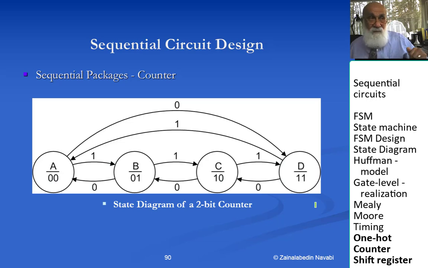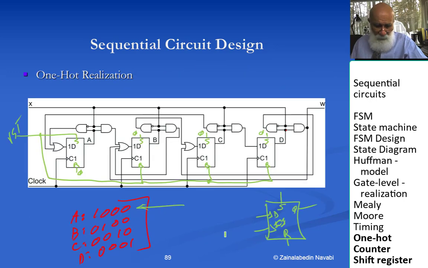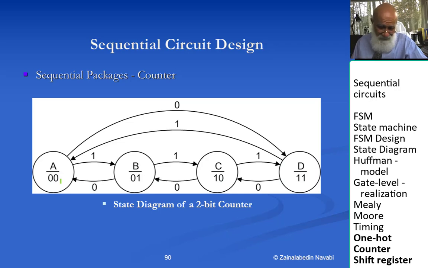All right. Another state machine I'm showing you is a counter. I have 4 states here, states A, B, C, and D. Well, this is really no different than the state machines I've shown you before. I have 2 outputs for each state. That's one difference. And in state A, I have 0, 0 output.